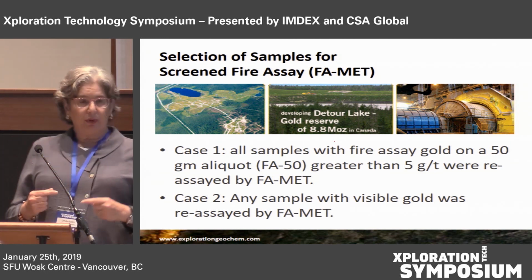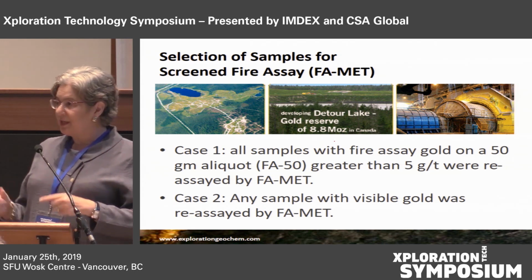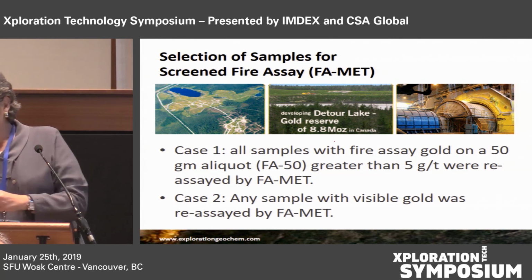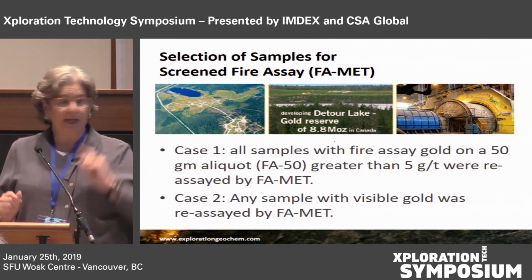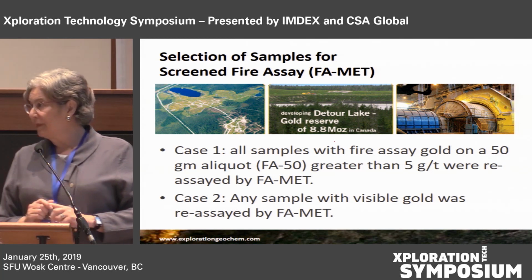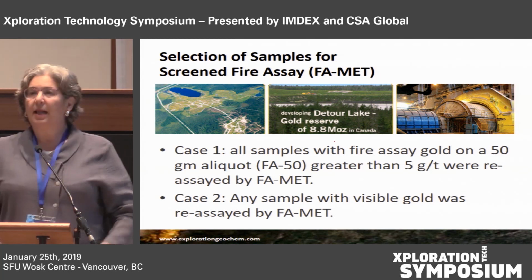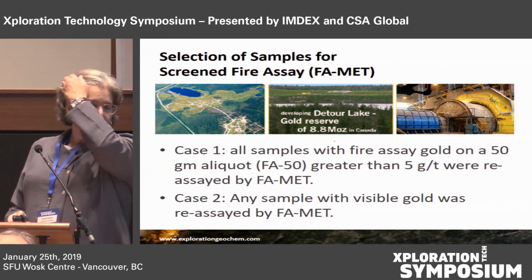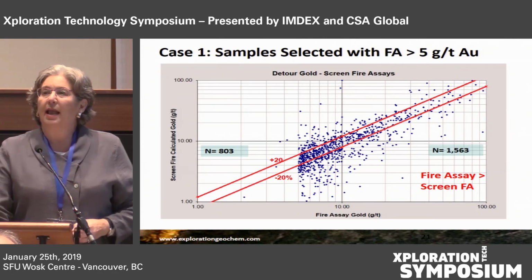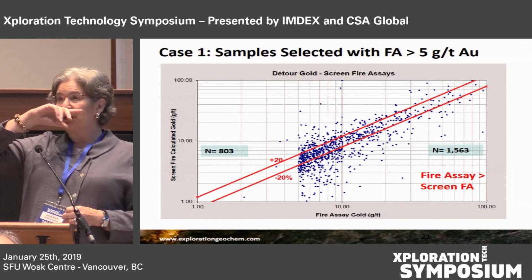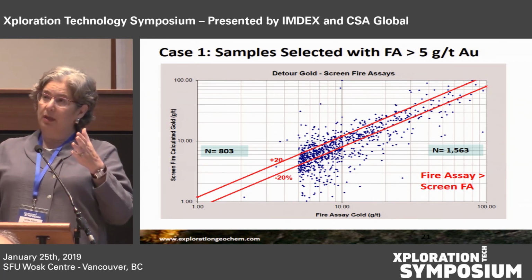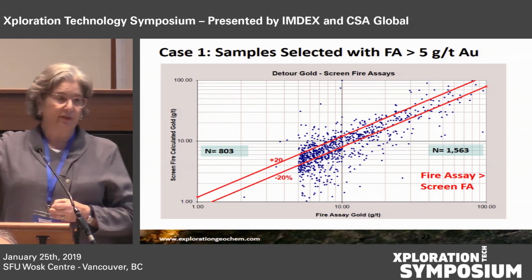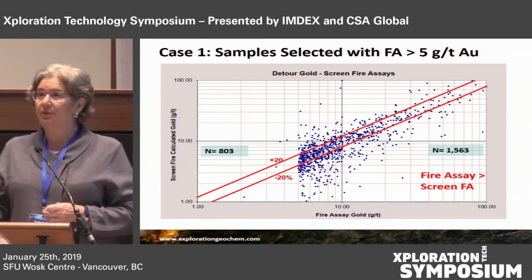The problem occurs when you start to do things like resource estimation and you say, well, I know that screen metallics are better than a 50-gram fire assay. Therefore, any time I have a screen metallic, I'm going to replace all my other fire assays. Okay? Very common. This is what we do. And there are consequences. So here's an older case when they were drilling off at Detour Lake. There were over 2,000 samples where values by the 50-gram fire assay were over 5 grams, and this triggered the fire assay metallics, the screen metallics, whatever you want to call it.